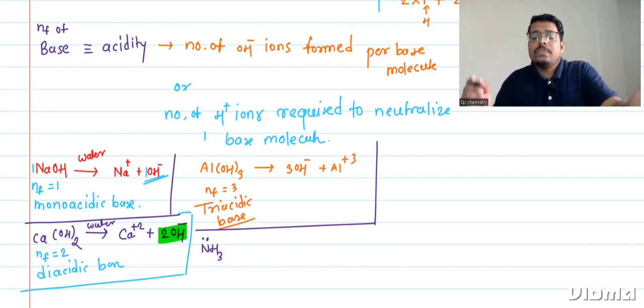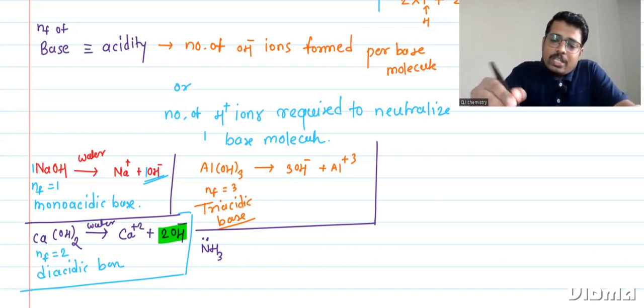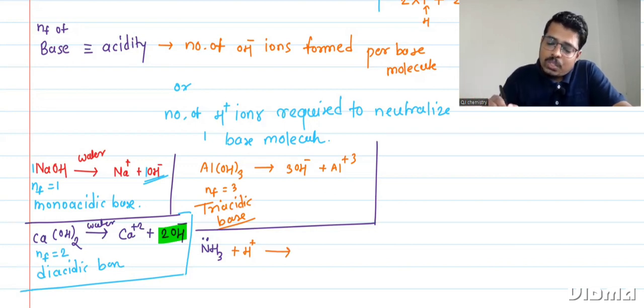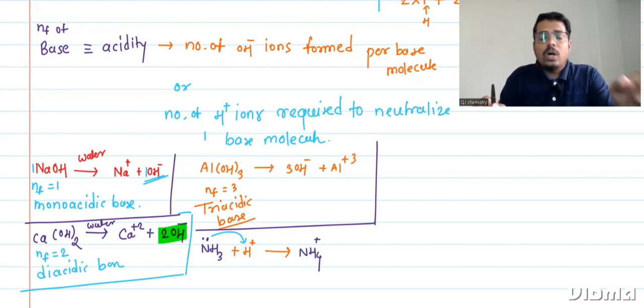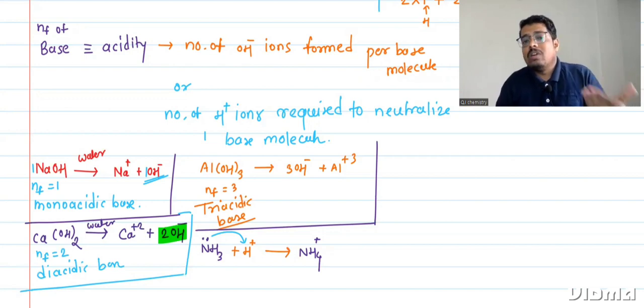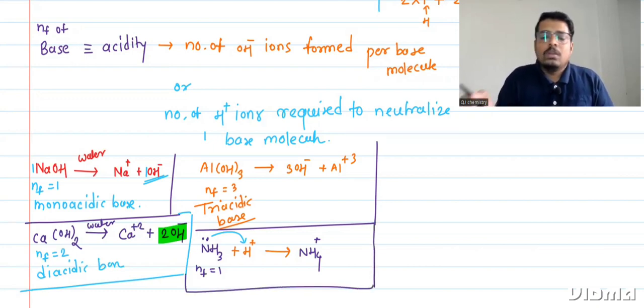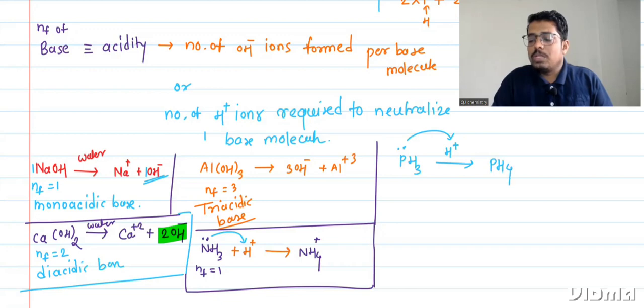So, let us apply the second definition. On NH3, there is only one lone pair, so it requires only one hydrogen for neutralization. This lone pair takes one proton H plus, and there is a formation of NH4 plus ion. So one ammonia molecule is neutralized by one H plus, hence its N factor is equal to 1. Next example is phosphine, PH3. In PH3 also, there is only one lone pair, so PH3 also requires only one H plus. It gives the corresponding PH4 plus ion.